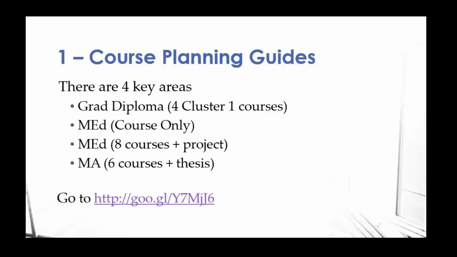The course planning guides are available at this link, and there are 4 key areas: Graduate Diploma, MEd course only, MEd project, or MA thesis. You need to decide which one you're in or what you've been accepted for. Download that course outline and make sure that you have it available each term so you know what courses you've taken and what courses you need to take.